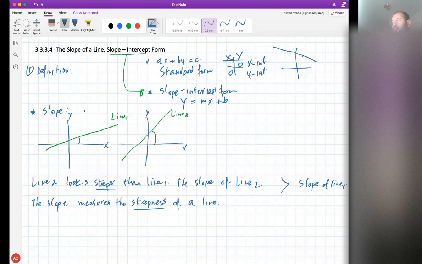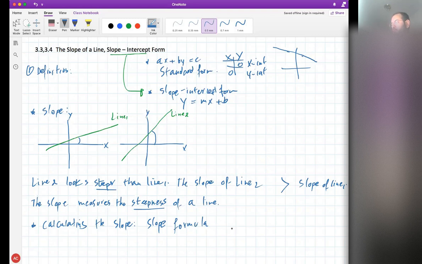And to measure or to calculate the slope, we actually have a formula for it. So we can actually calculate the slope. We have the slope formula. The slope formula is specifically to find how steep or how inclined the line is. We call it the slope formula, which is pretty simple to use.